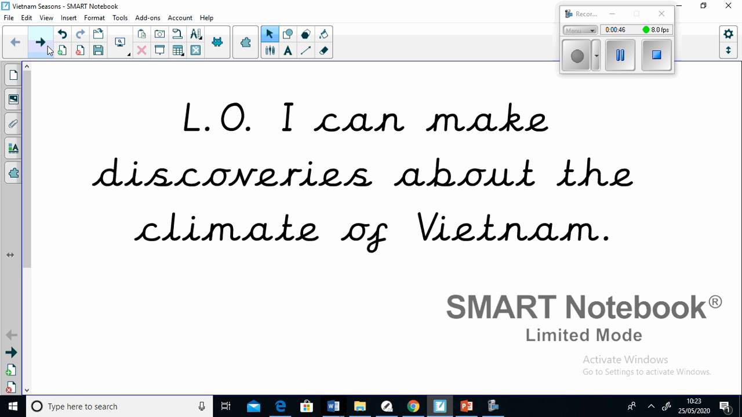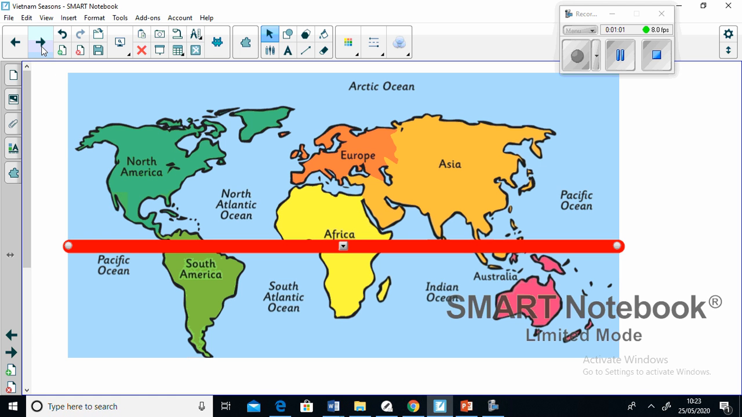Now, the tools that we're going to use in order to look at the climate of Vietnam are going to be some maps and some special types of maps, and also some data. Let me show you what I mean. The first map we're going to look at is a really simple one. It's a map of the world.